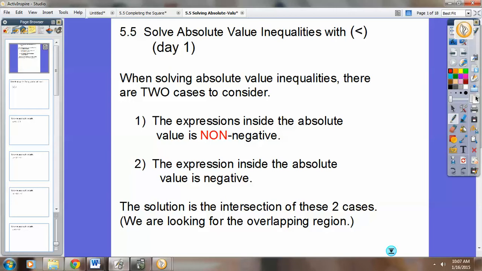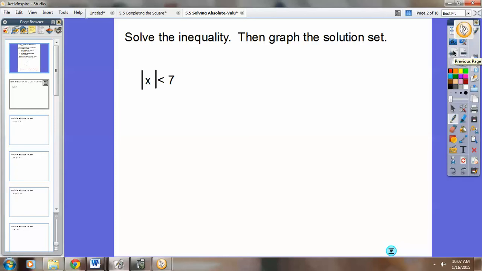We had to set up two, didn't we? We had to consider both cases, that what's inside the absolute value could be positive or negative. So we're going to solve two inequalities. We're still going to graph these "ands." So let's look at an example of what we're looking at.